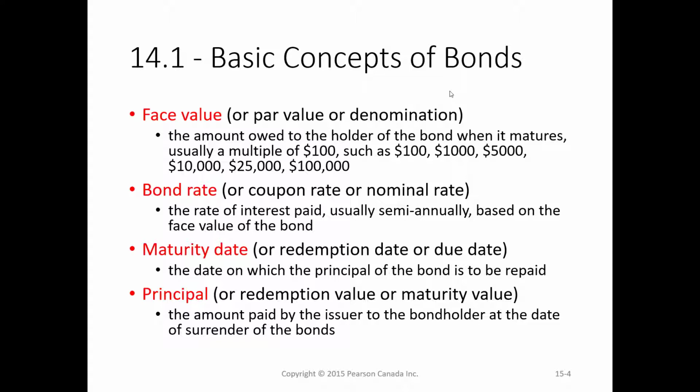The bond rate, sometimes called the coupon rate, is the rate of interest that is paid. We use it to calculate how much interest is paid at every period, and that is set out in the contract. The maturity date is when the principal of the bond is supposed to be paid back.